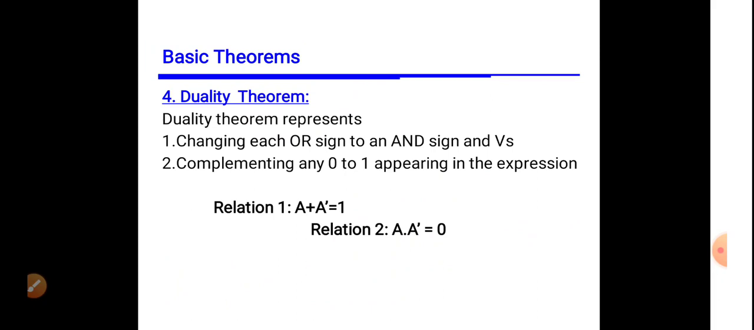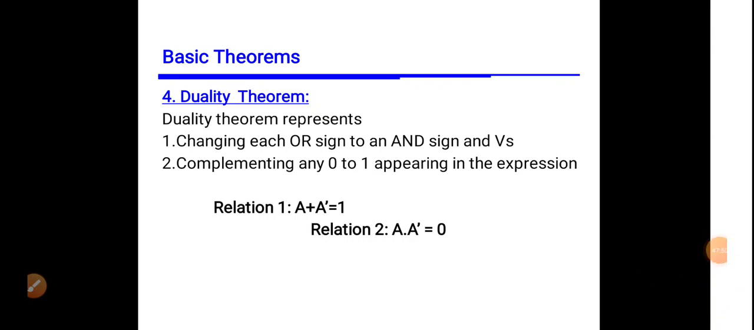And the last type of theorem is the duality theorem. The duality theorem represents changing an AND sign into an OR sign and an OR sign into an AND sign, and changing 0 to 1 and 1 to 0. That is, A plus A whole complement is equivalent to 1, A dot A whole complement is equivalent to 0. This is all about the laws and theorems of a Boolean expression.